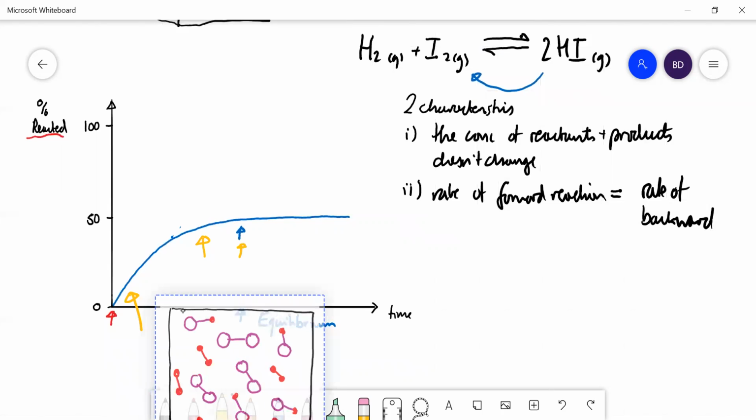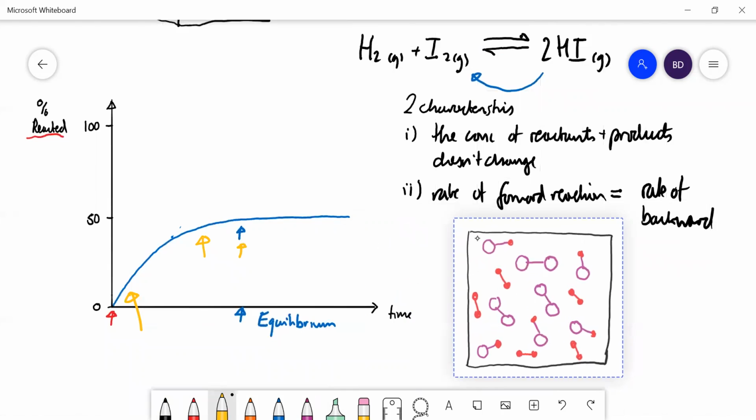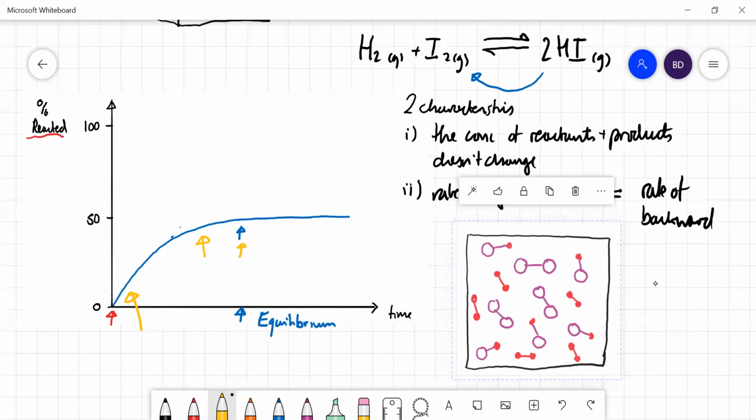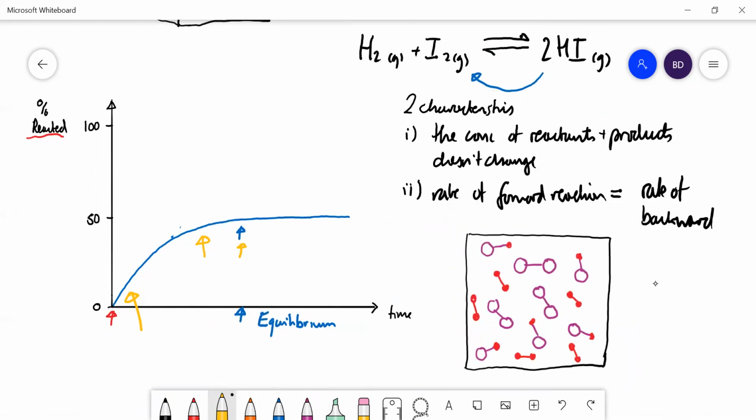And I'll just draw this. I'm drawing a picture of what you've got there. This is supposed to be H2. This is an HI molecule, and that's an I2 molecule. So the equilibrium mixture contains all 3 gases, and the concentration of the gases doesn't change, it remains the same.